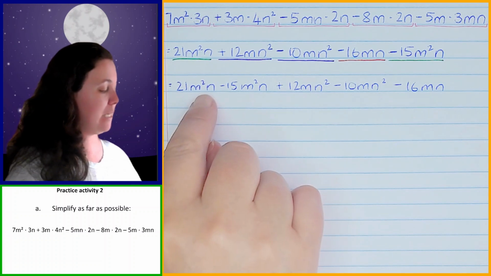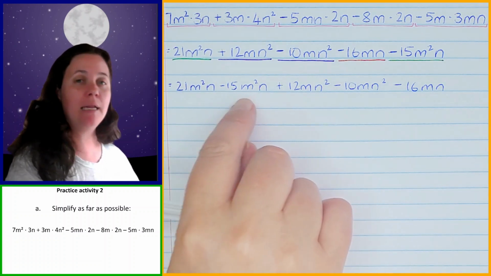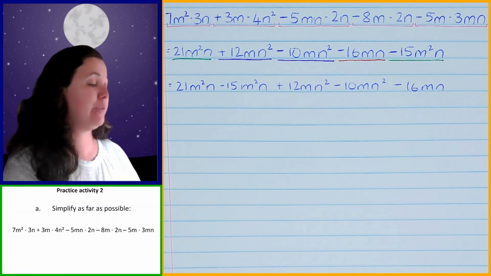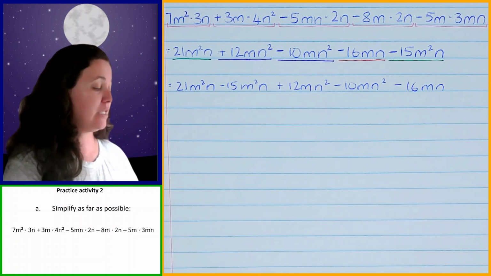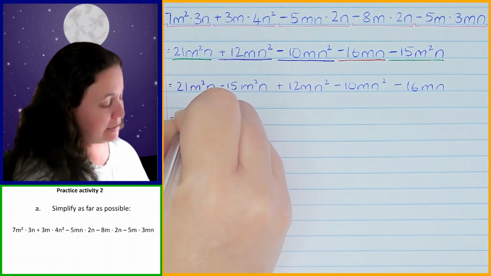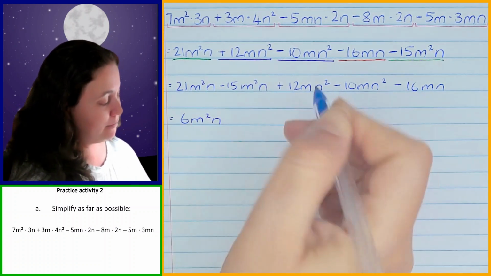So over here, 21m squared n minus 15m squared n. Remember, the m squared n is going to stay as it is. I'm going to be subtracting my coefficients, that big number. So 21 minus 15, that gives me 6. So it's going to be 6m squared n.